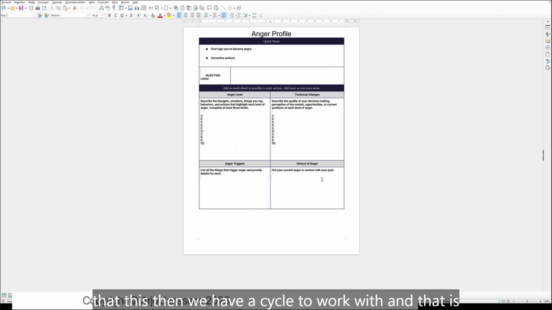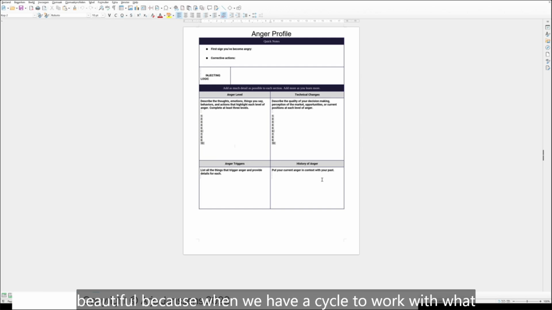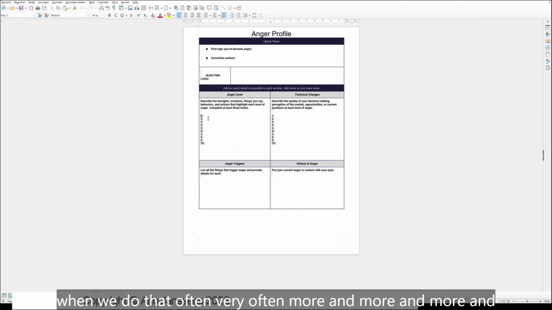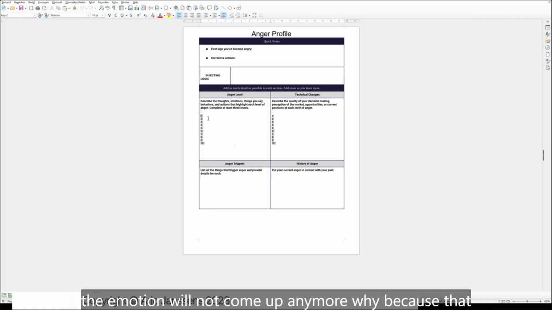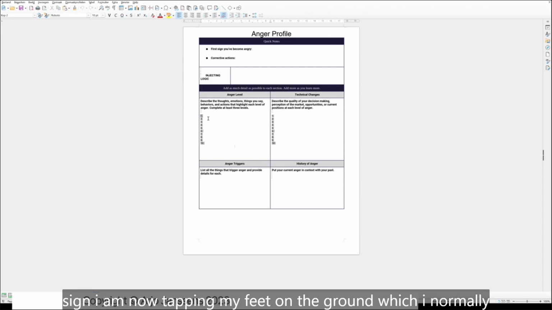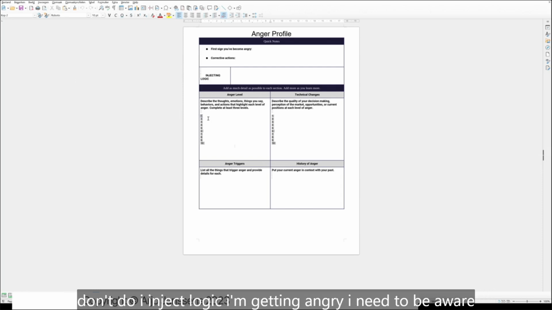Once we have that, we have a cycle to work with. And that is beautiful, because when we have a cycle to work with, what then remains is injecting logic. When we can inject logic during a cycle, so for example, after we notice the first sign and we inject logic, then we control our emotions. And when we do that often, more and more and more, the emotion will not come up anymore. Why? Because that injecting logic has become a habit. When you notice the first sign, I am now tapping my feet on the ground, which I normally don't do. I inject logic. I'm getting angry. I need to be aware.